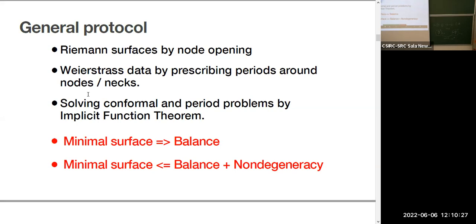And because of that, we often give this balance condition. So my minimal surface must be balanced in the limit, in the noded Riemann surface limit. But to apply this implicit function theorem, I need a technical condition that is non-degeneracy, because otherwise I cannot use this implicit function theorem and the construction won't be successful. Okay, that's the general protocol.